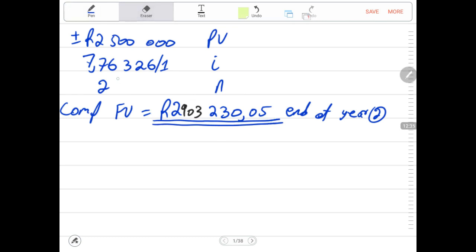So now BGN functionality will be used. I think there's another question that deals with this that I'll also deal with along the way, with the number of days. Now we have this future value at the end of year 2.